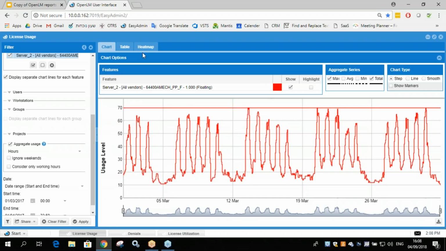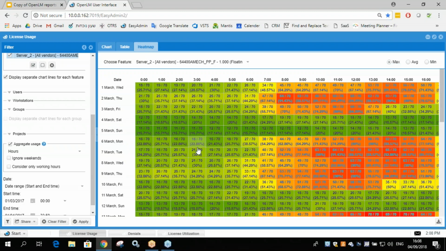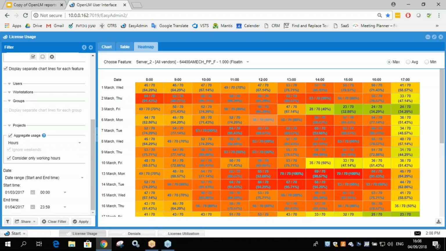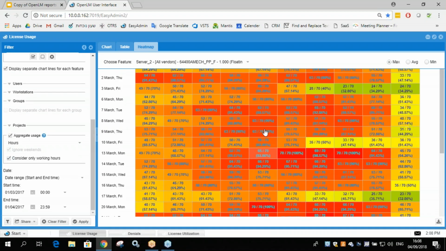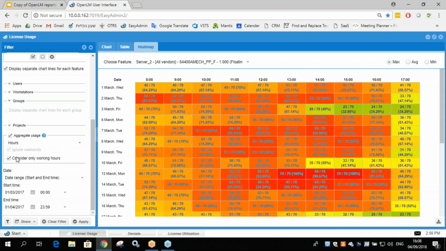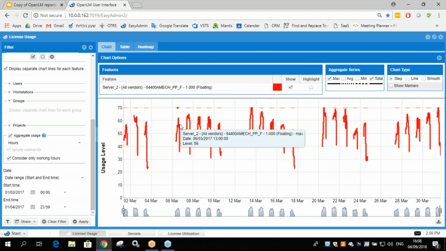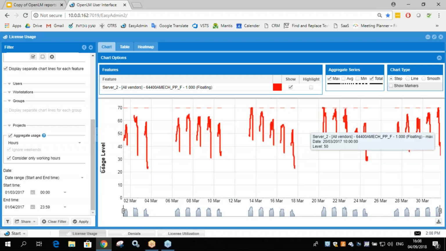Now, let's say that you don't want the outside working hours because you don't care about that. If it's outside working hours, you don't even care if they get denied. You just want to see within the working hours. So I just came here to the filter, ignore weekends, consider only working hours. And you see that it filters out and shows me exactly what I want to see. Only the working hours. If we go to the chart, we see the chart is now cut up into small chunks of working hours.